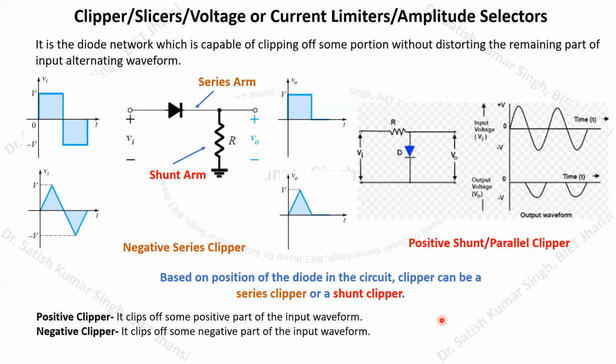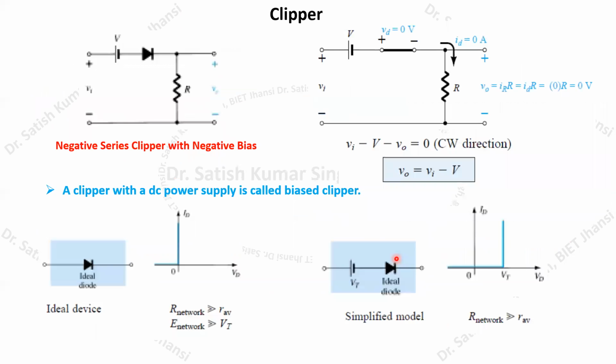We have another class of clipper circuit. There may be cases in which the circuit also has a certain DC supply connected in series. It may be connected anywhere in the circuit. So if we have any DC supply connected in the circuit, it is normally known as the biased clipper.